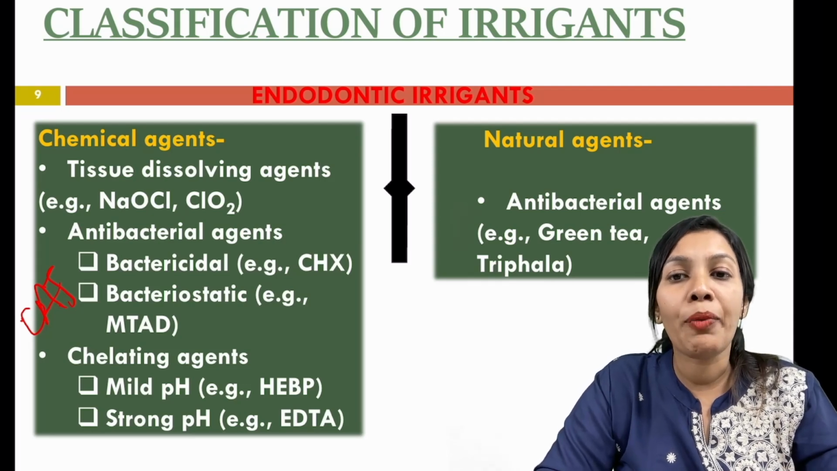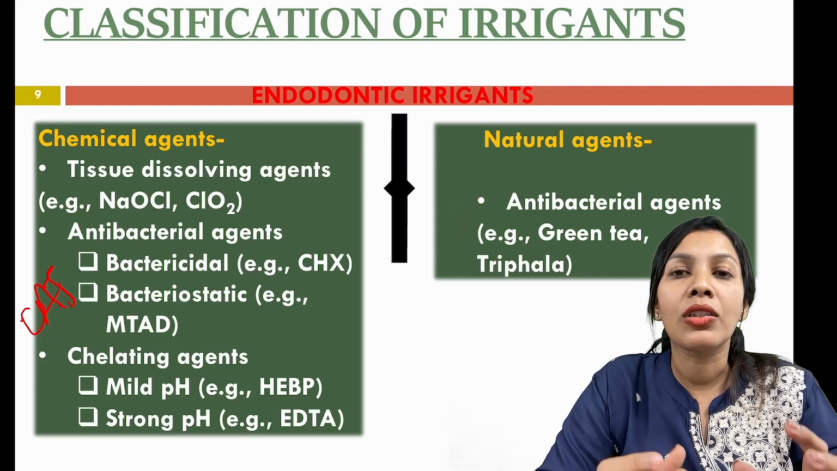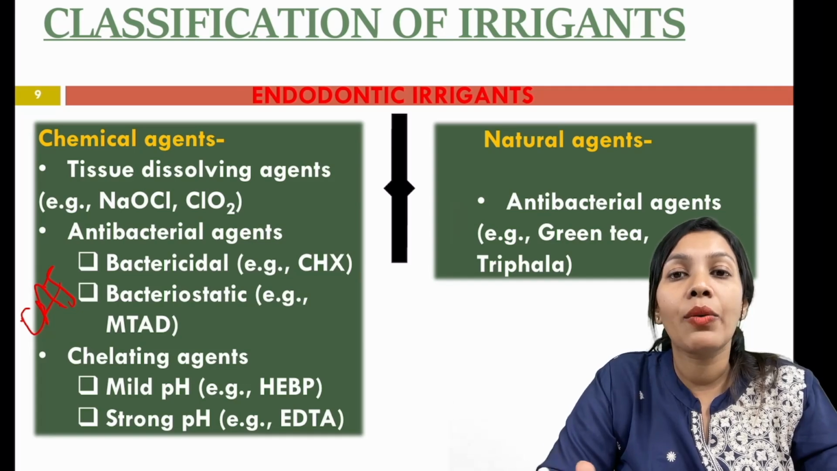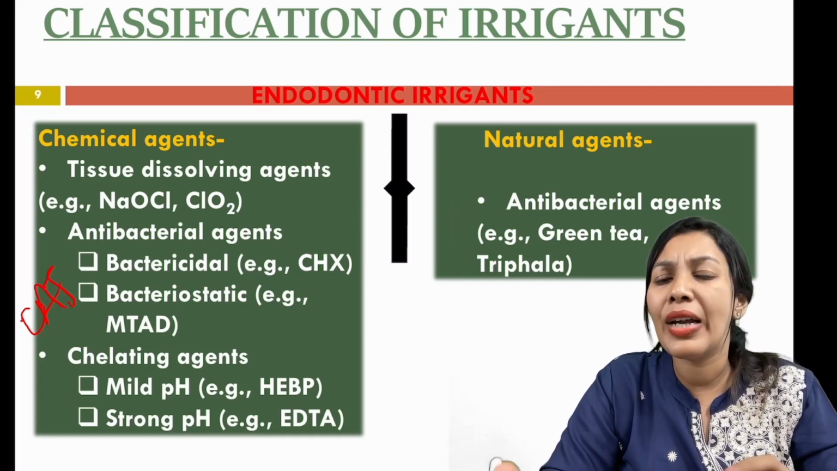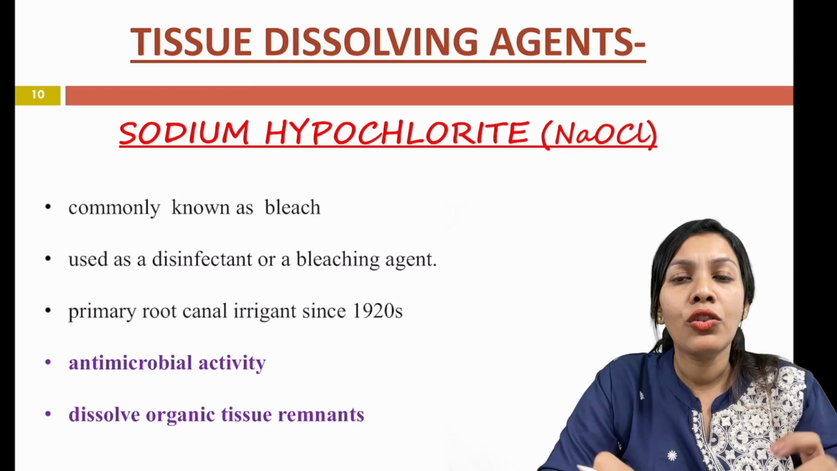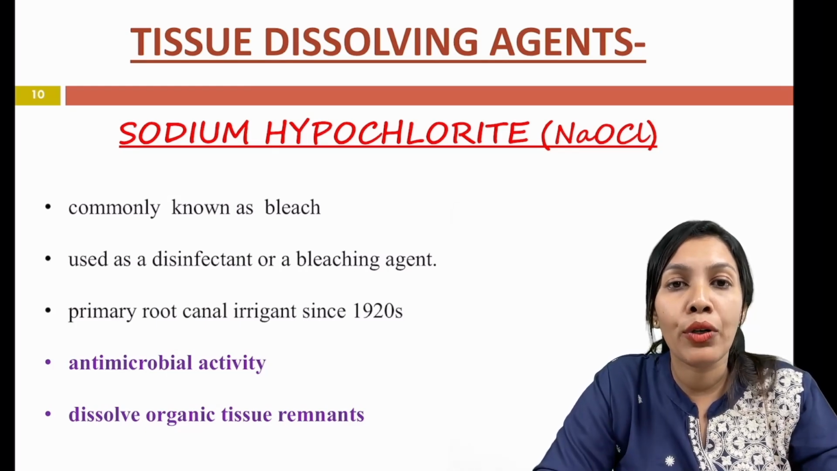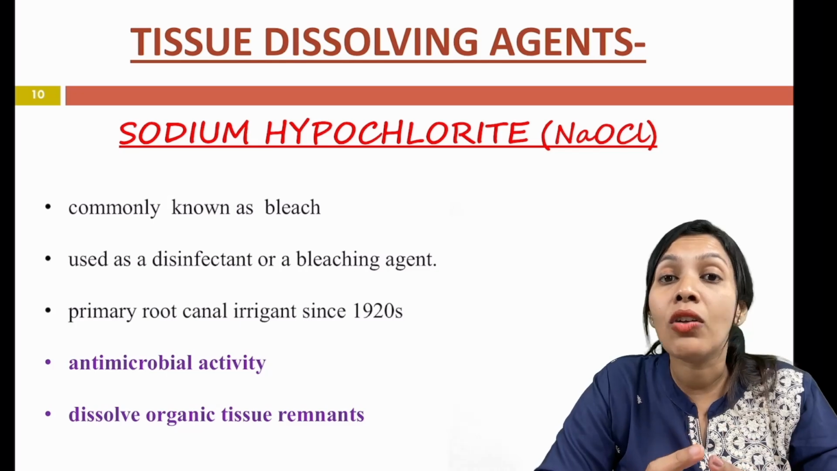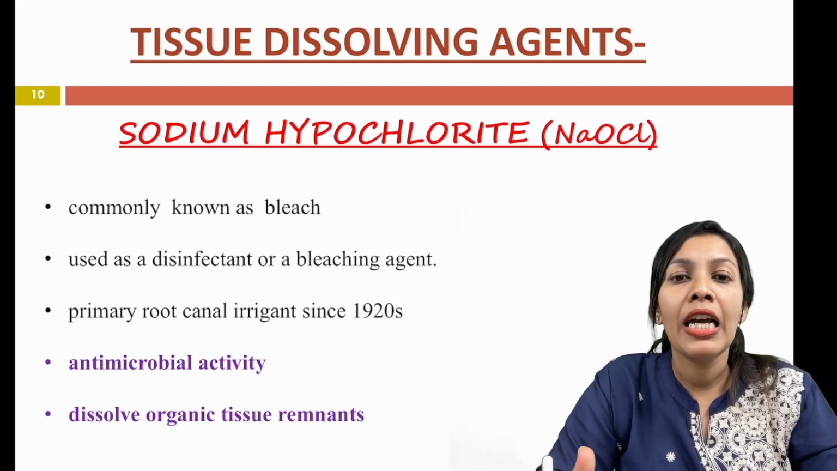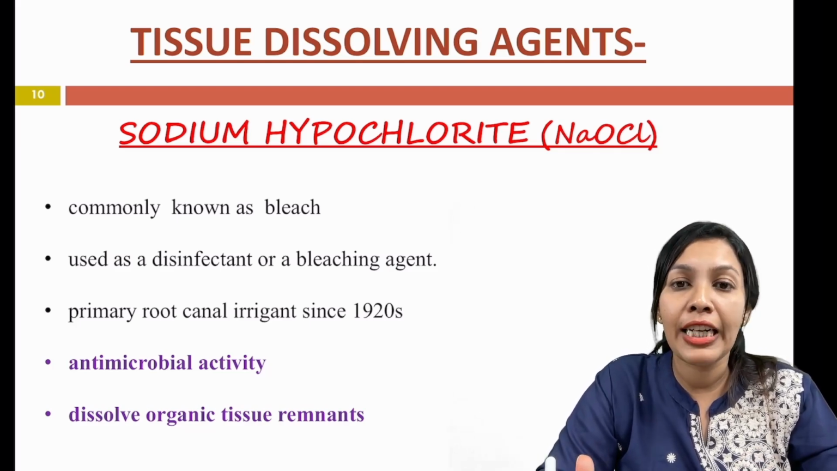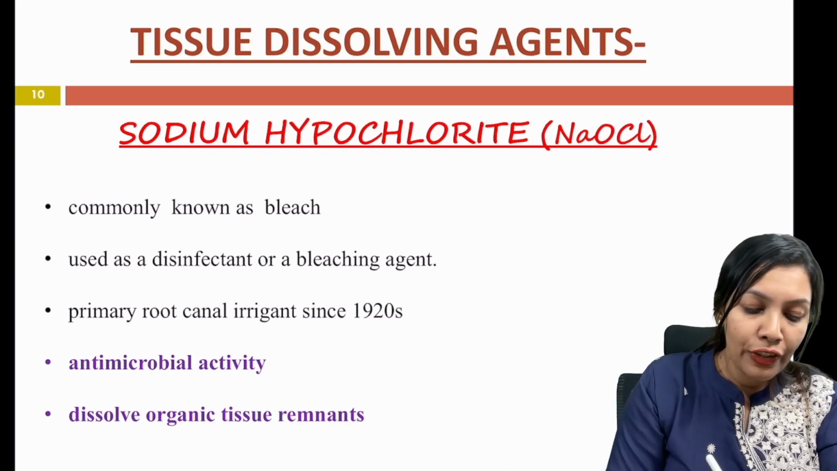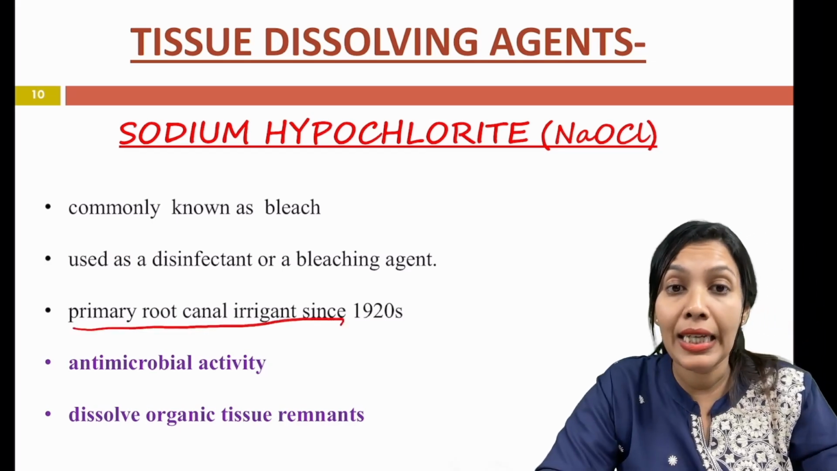Now, what are the natural products which we use? The chemical products might develop antibacterial resistance. To prevent that, we are going into natural products like green tea extract, triphala, propolis, etc. Talking about the first one, sodium hypochlorite, otherwise called the tissue dissolving agent. Early on it was called bleach, and we used it as a disinfecting or bleaching agent. It was during the 1920s that it was first used as a primary root canal irrigant.